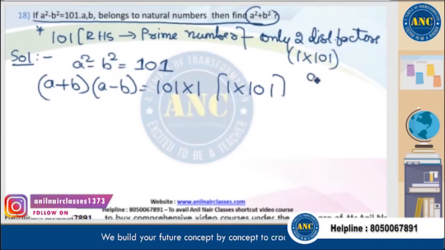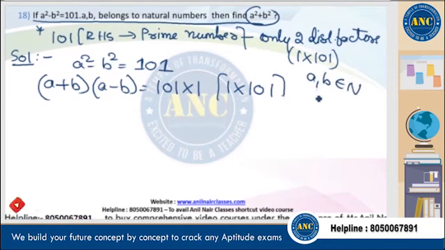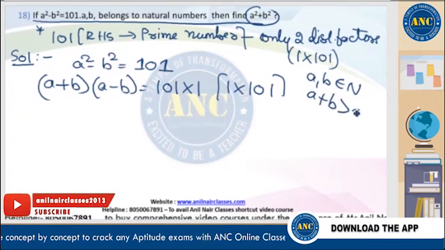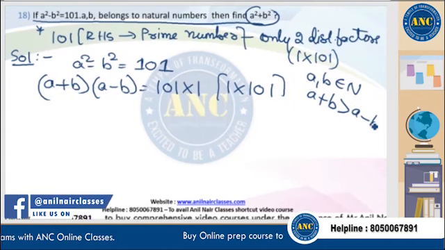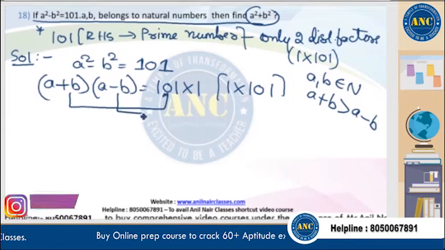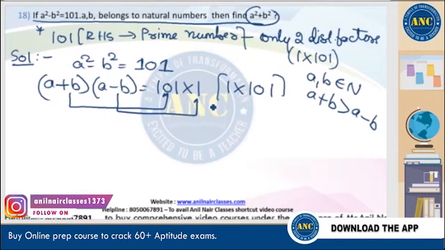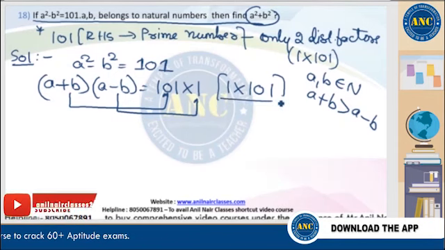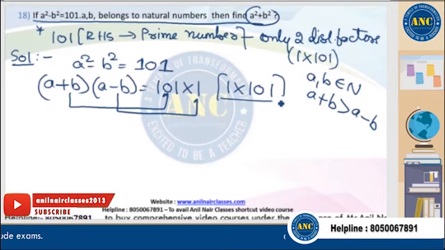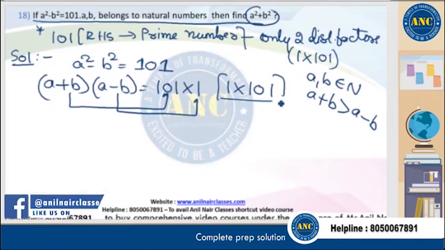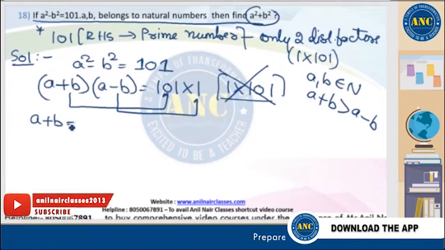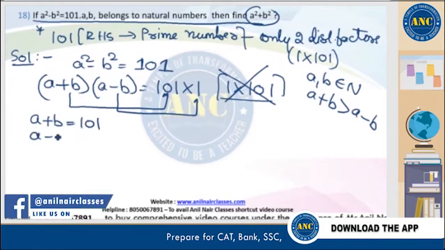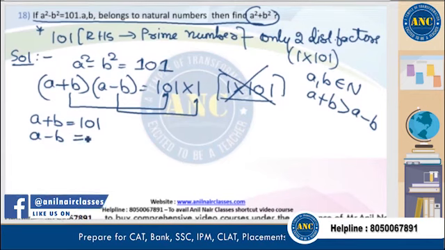Why? Because if a and b are natural numbers, the sum of the two natural numbers will always be greater than their difference. A plus b will take 101, a minus b will take 1. If I am taking 1 into 101, you are telling that a plus b is less than a minus b when a and b are natural numbers, which is illogical. So write it as 101 into 1. You cannot break it. So a plus b has to take 101, a minus b has to take 1.